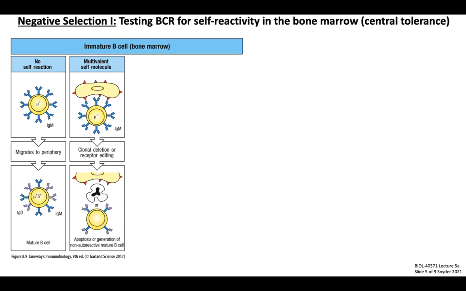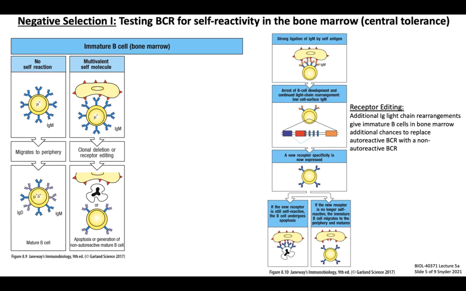In this case of recognizing self-antigen on multivalent self-molecules, the B cell can undergo one of 2 fates. The first is simply to be eliminated through programmed apoptotic cell death, in a process we've already heard about, which is clonal deletion. The second possibility for immature B cell clones that recognize multivalent self-antigens is to undergo another round of light chain rearrangement. This gives the B cell another chance to generate a new light chain that can pair with the clone's existing heavy chain, therefore creating a new BCR with new antigen specificity.